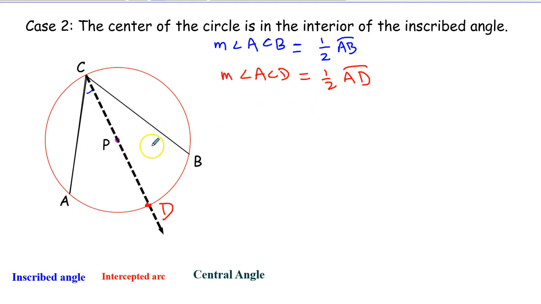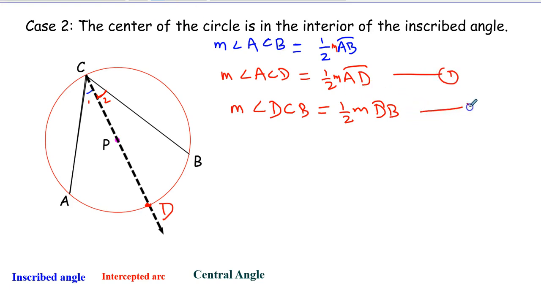Now similarly, take the other angle here, the second inscribed angle. That's the first and this is the second one. With reference to this, the measure of inscribed angle DCB is equal to half of the measure of this arc. I should have written M here, the measure of arc DB. So from the first angle you have obtained that the measure of angle ACD is half of AD. Now from the second inscribed angle we have angle DCB equal to half of the measure of arc DB. Okay, so this is the second case.